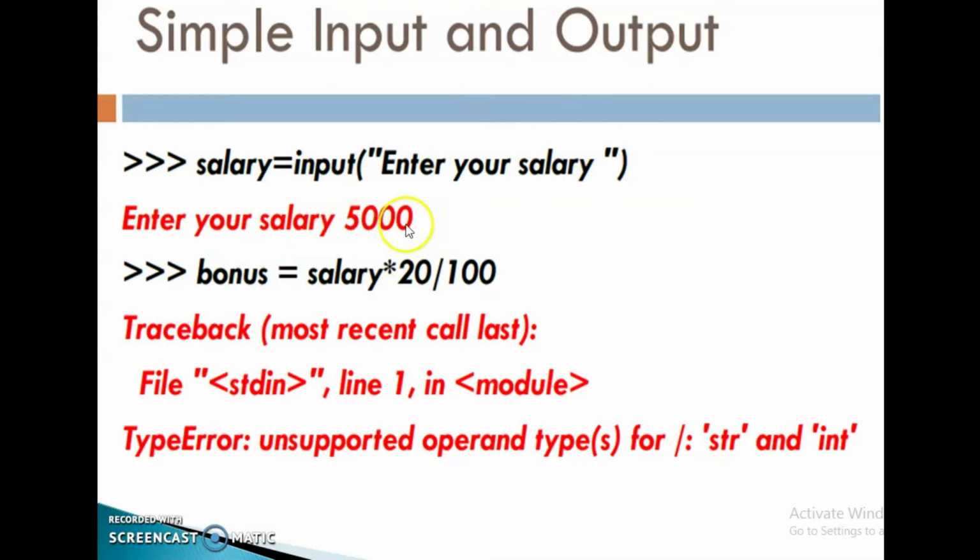The salary we entered as 5,000. But we can't perform any arithmetic operations on the salary variable, because here we use this input function. While using the input function, it automatically takes the values as string type. So we can't perform any arithmetic operations on this variable salary. Here we applied the salary to this expression: bonus is equal to salary star 20 by 100. Then Python will raise an error, unsupported operand types. Okay, clear?